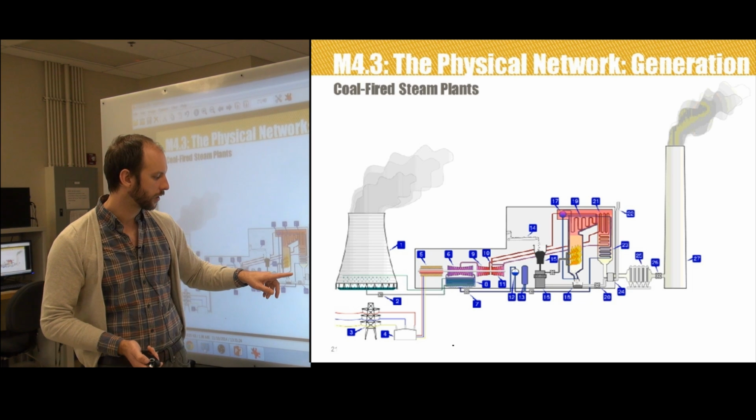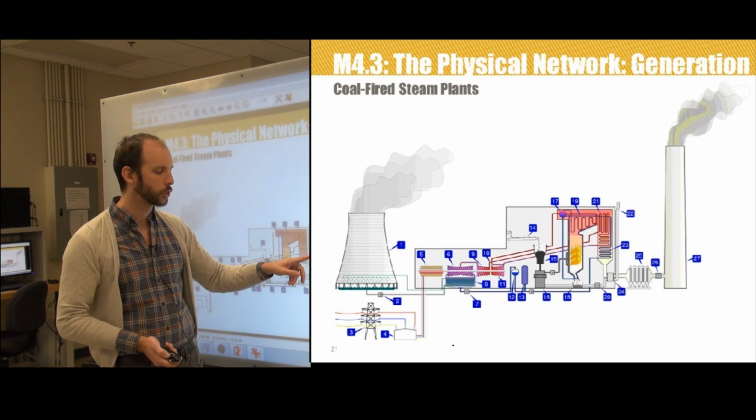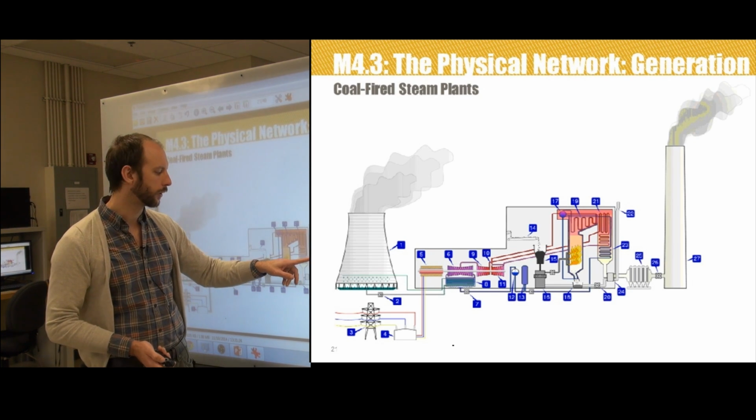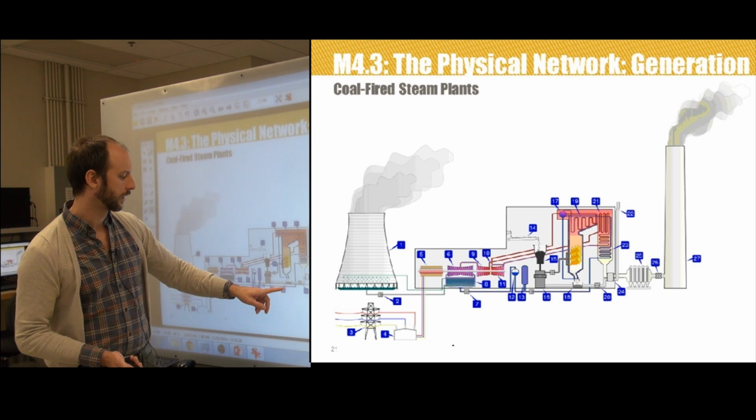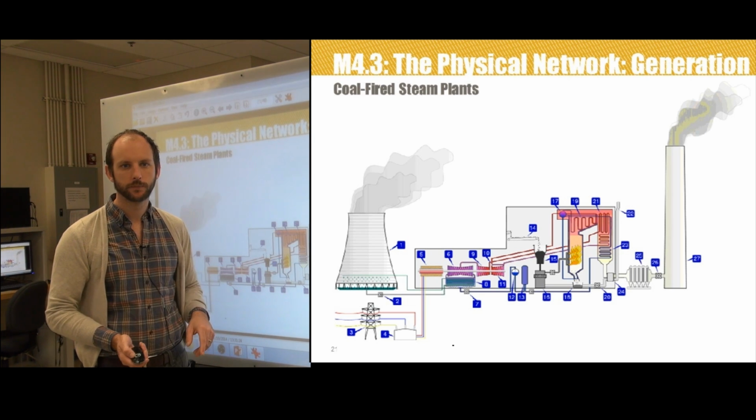The lower section of the boiler drum, this preheating stage 23, is often called the economizer. It's bringing that liquid back up to temperature.